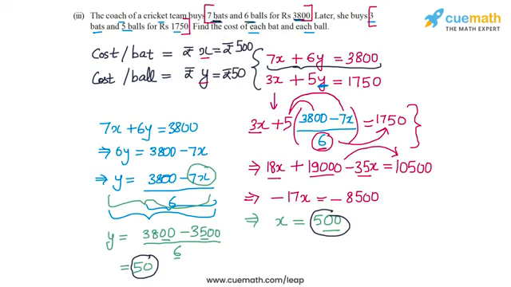So 7 bats will cost 3,500 and 6 balls will cost 300, and the total is 3,800. So the first piece of information gets validated. And then we have 3 bats which will cost 1,500 and 5 balls which will cost 250. So 1,500 plus 250 is 1,750. So we also find agreement with the second piece of information. So the final answer is that the cost per bat is rupees 500 and the cost per ball is rupees 50.